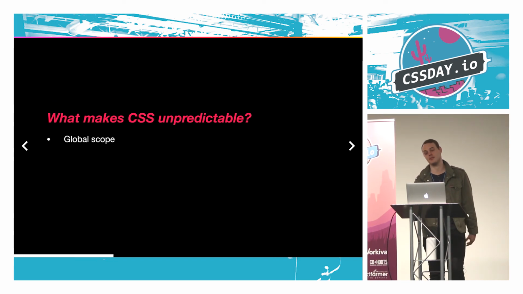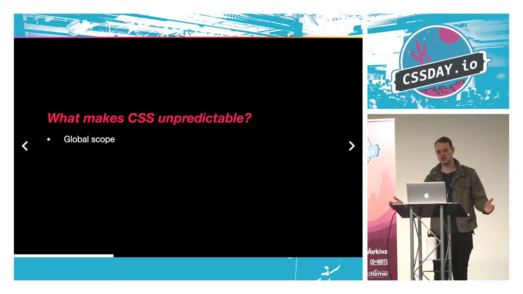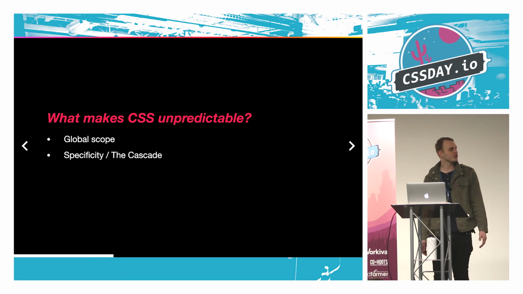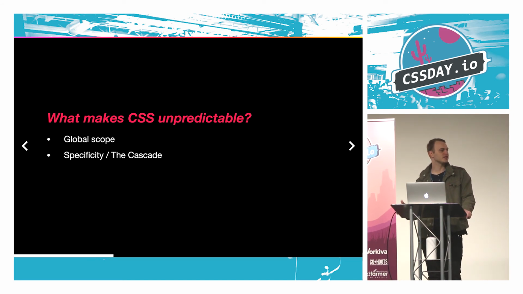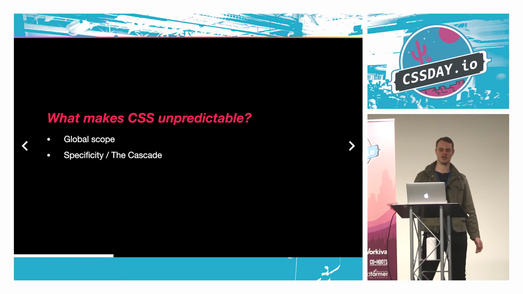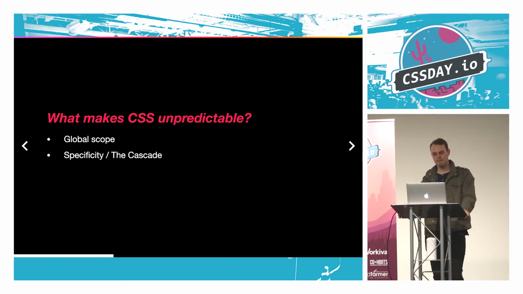So what makes CSS unpredictable? CSS has a global scope, so every class, every element selector, every ID selector is available across the board, so it can target everything. There's no scoping in CSS. Also specificity in the cascade. So specificity is how CSS determines which style takes precedence when there's conflicting styles, and those conflicts come from the global scope. So specificity is based on a scale. And so this can become unpredictable if we're not really sure of how much specificity something has.